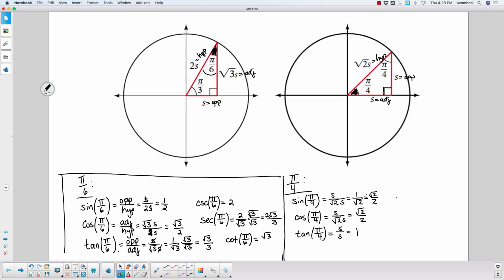For our reciprocals, cosecant of pi over 4, we end up with the square root of 2. Same thing for secant of pi over 4. And cotangent, the reciprocal of 1 is just 1.